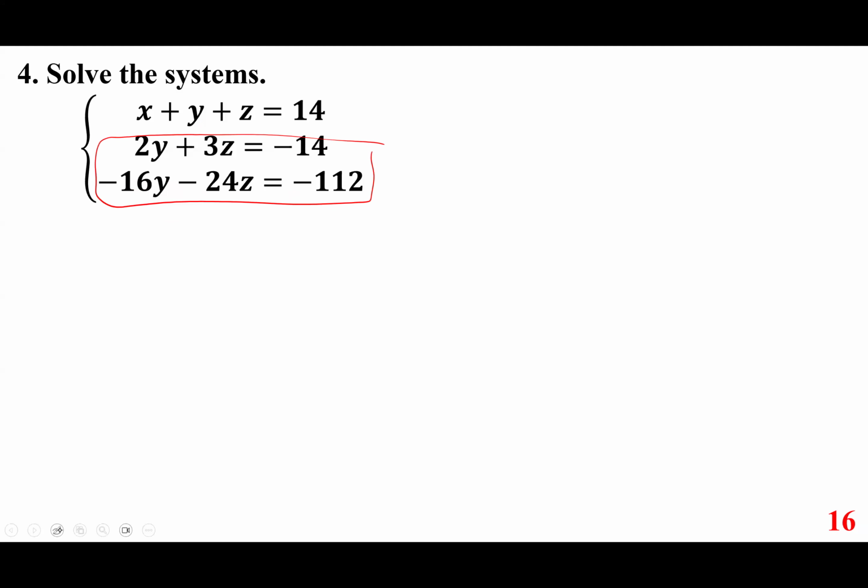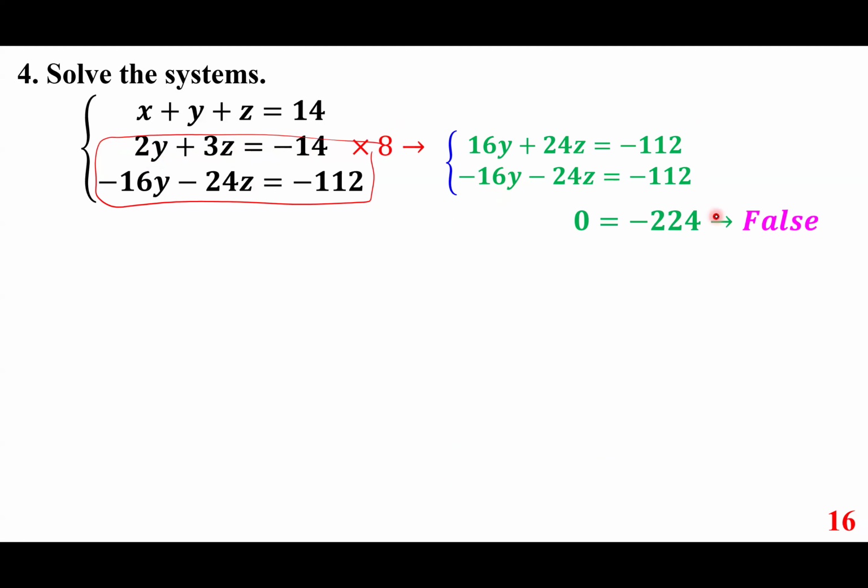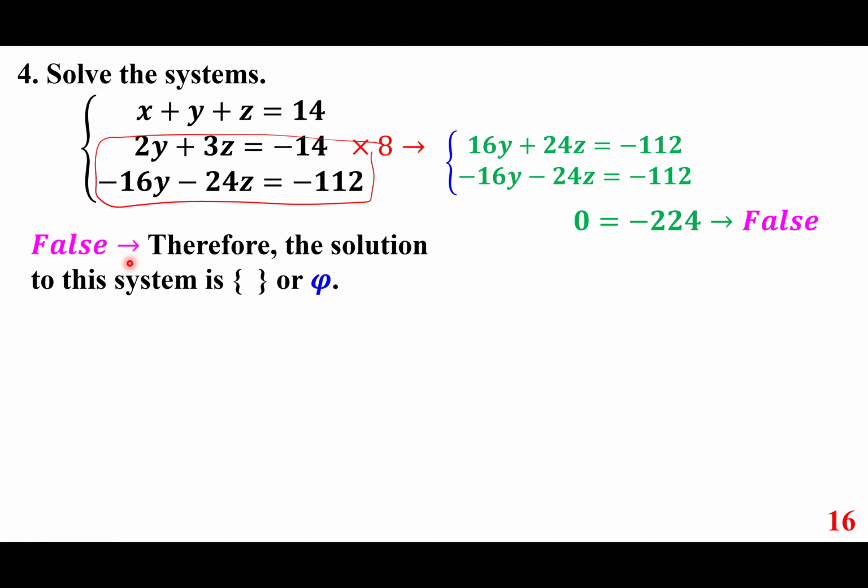And we notice if we multiply this one by 8, we get 16y, we can cancel this one. So let's multiply the second equation by 8, and we get 16y plus 24z equals minus 112, and we just repeat the third one. So these 2 cancel each other. These 2 cancel each other, we get 0, but these 2 add up to -224, which is a false statement. So there's no solution. False statement, therefore the solution to this system is an empty set.